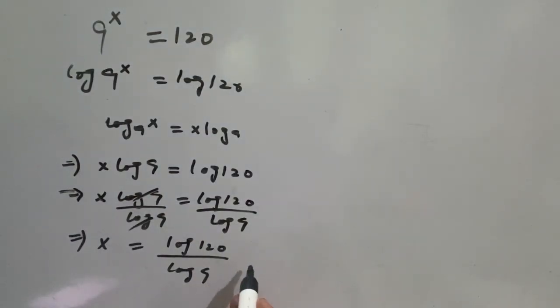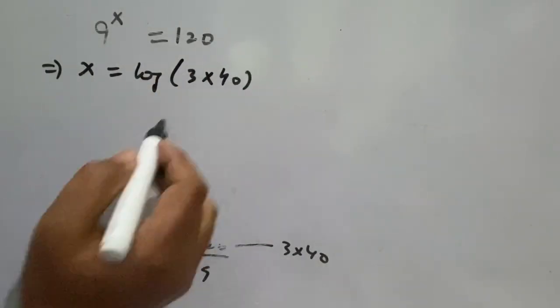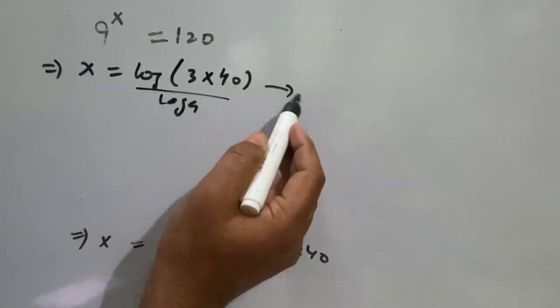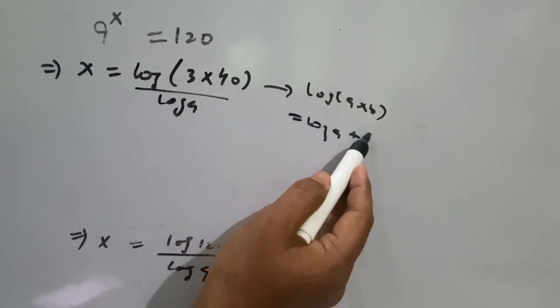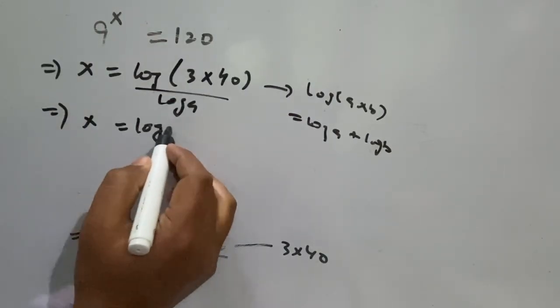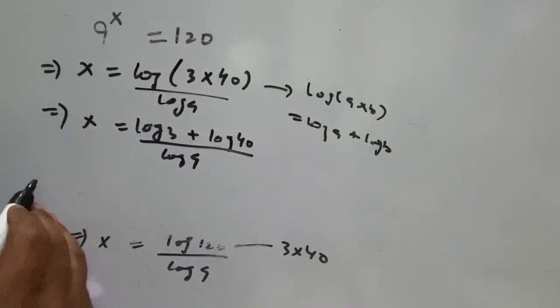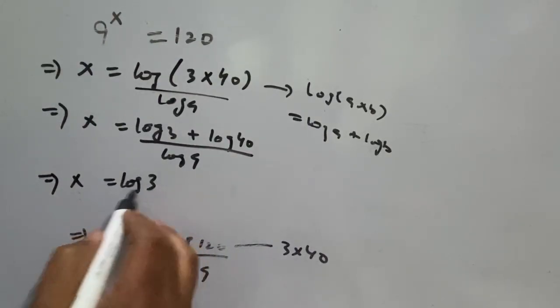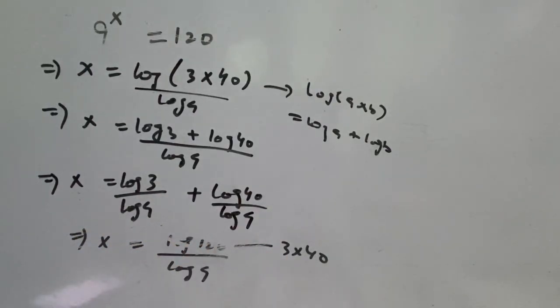Now 120 can be broken down as 3 times 40. Now x is equal to log of 3 times 40 over log of 9. Now we use the logarithm property, log of a times b is equal to log of a plus log of b. This gives x equal to log of 3 plus log of 40 over log of 9. Now we have x equal to log of 3 over log of 9 plus log of 40 over log of 9.